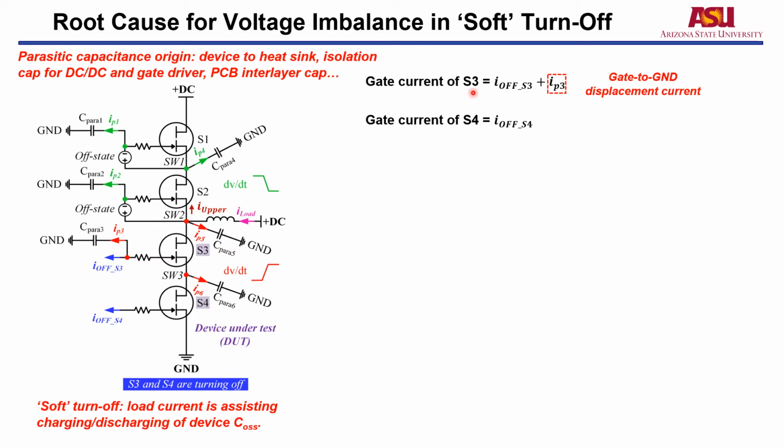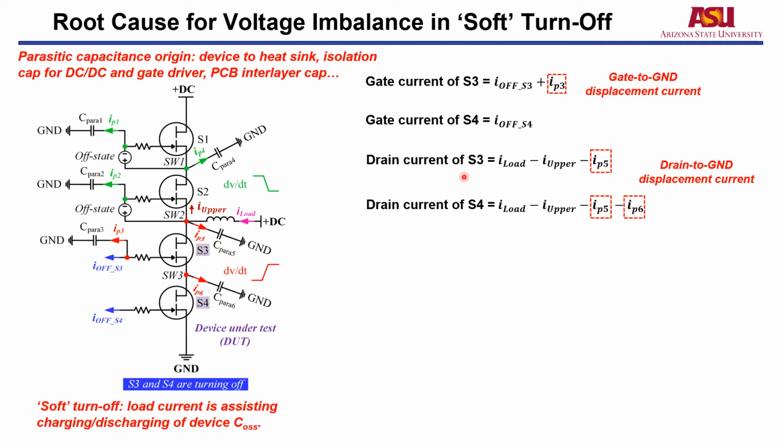Next, let's look at the gate current of S3. The gate current of S3 equals I_S3 plus I_P3, where I_P3 is the gate to ground displacement current. And the gate current of S4 only equals I_S4, because the gate to ground displacement current is almost zero since there is no high dv/dt between the gate and the ground.